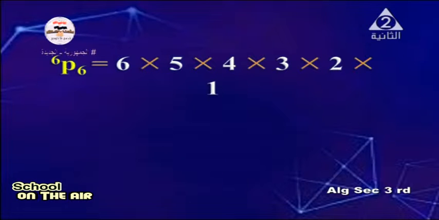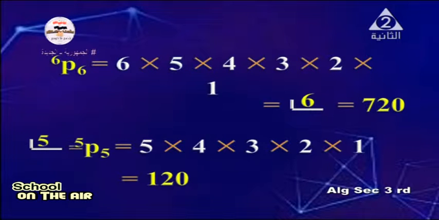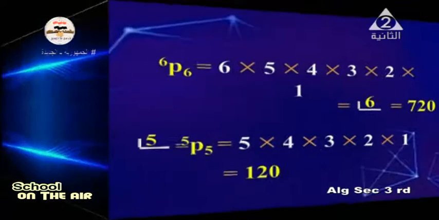6 permutation 6 equals 6 times 5 times 4 times 3 times 2 times 1, equal factorial 6, which is 720. Factorial 5 is 120. By the same method, we can use a calculator to calculate factorial 6, factorial 7.